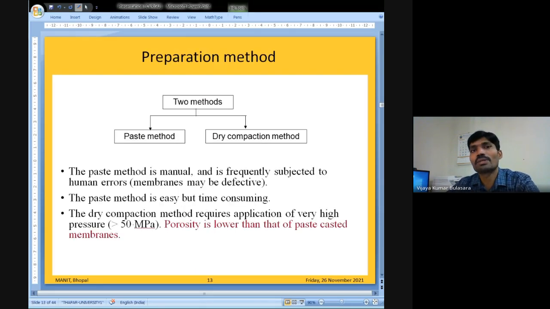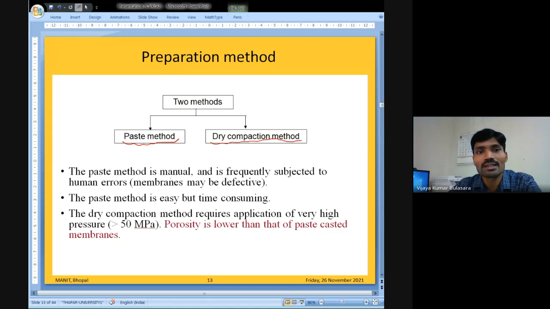For preparing the ceramic membrane on lab scale, two methods are commonly used. One is the paste casting method, which is easy to apply, but it is subject to manual errors. Whereas there is another method, the dry compaction method. We'll now see the difference between these two. In the paste method, which is manual, it is frequently subject to human errors, so membranes may be defective. One needs to have some practice on making these membranes.